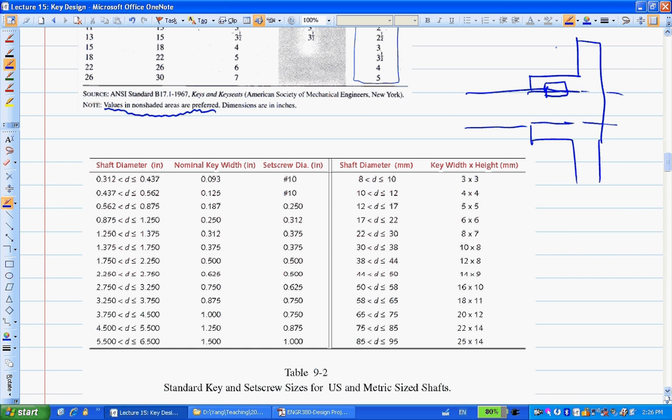In order to fix this axially, you can either use a snap ring or some spacers here, or you can use a set screw over here. The set screw has to be compatible with the key that you designed. How compatible? You can pick that from this table. One is in inches, one is in millimeters. So that's how you would use this table in the lecture notes. Is that clear? If you don't use a set screw, then never mind.